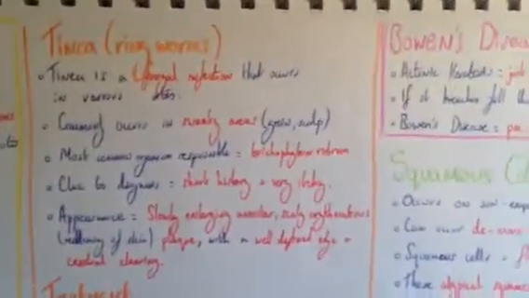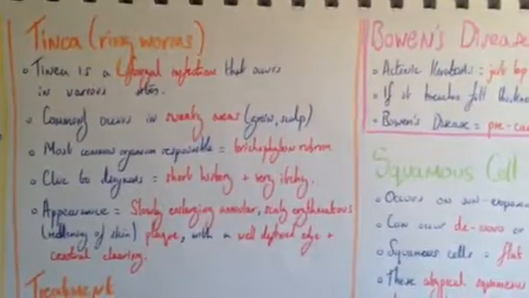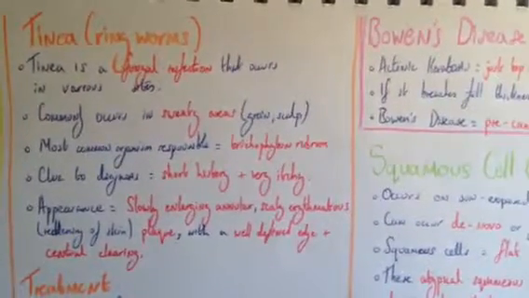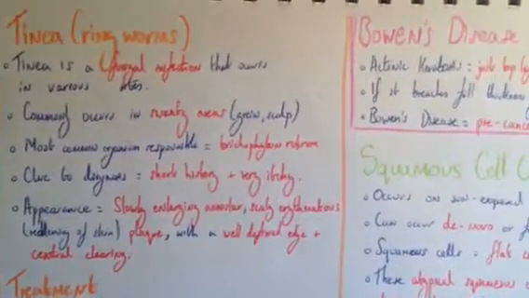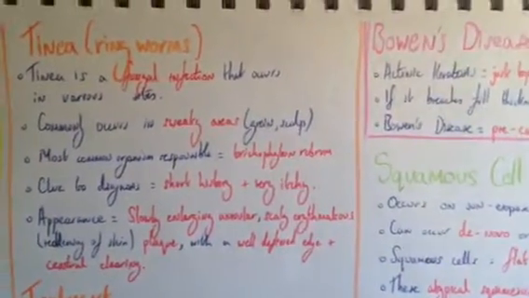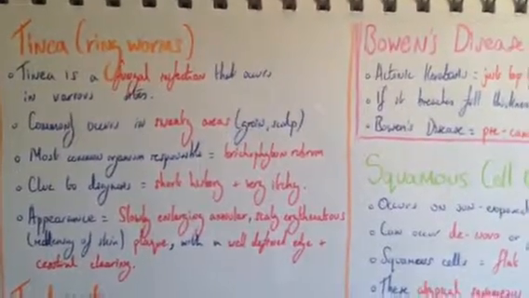Okay, so tinea, also known as ringworm. Tinea is a fungal infection that occurs in various sites. It commonly occurs in sweaty areas, the groin or the scalp. The most common organism responsible is Trichophyton rubrum. What a name. The clue to diagnosis is a short history, and it's very itchy.